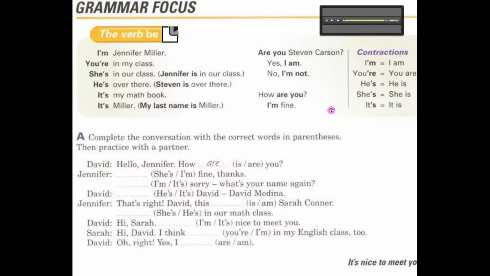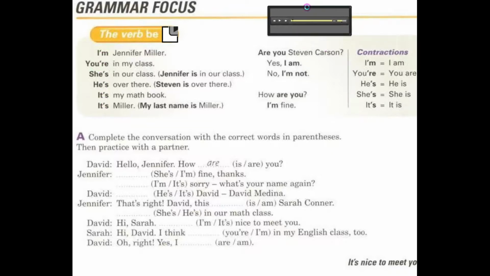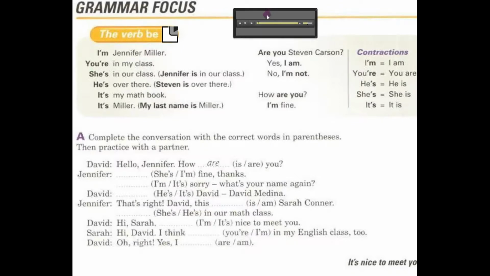If you need more explanation about be, you can watch the other video specifically for to be, or for be and subject pronouns. So I, you, she, he, it, they are subject pronouns, and then there is the be, the to be. Okay, now let's go on to the audio. Grammar focus.